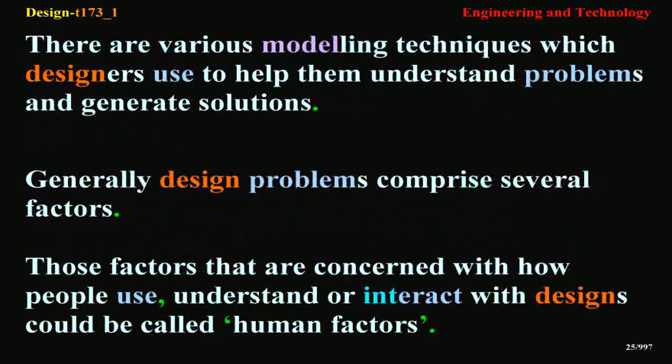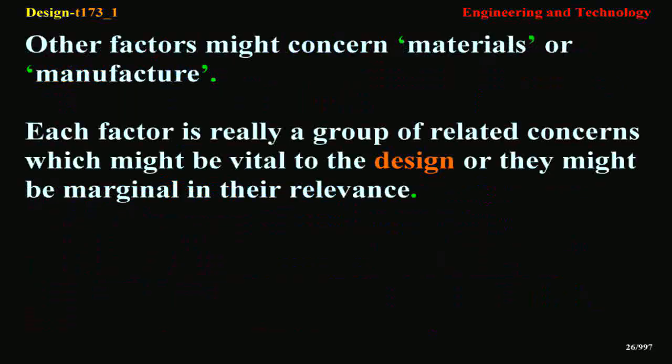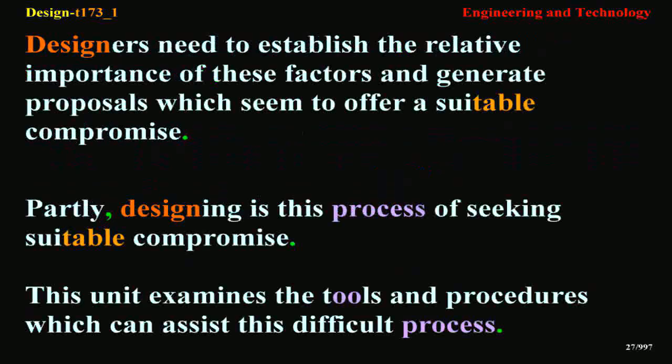There are various modeling techniques which designers use to help them understand problems and generate solutions. Generally, design problems comprise several factors. Those factors that are concerned with how people use, understand, or interact with designs could be called human factors. Other factors might concern materials or manufacture. Each factor is really a group of related concerns which might be vital to the design, or they might be marginal in their relevance. Designers need to establish the relative importance of these factors and generate proposals which seem to offer a suitable compromise. Partly, designing is this process of seeking suitable compromise.